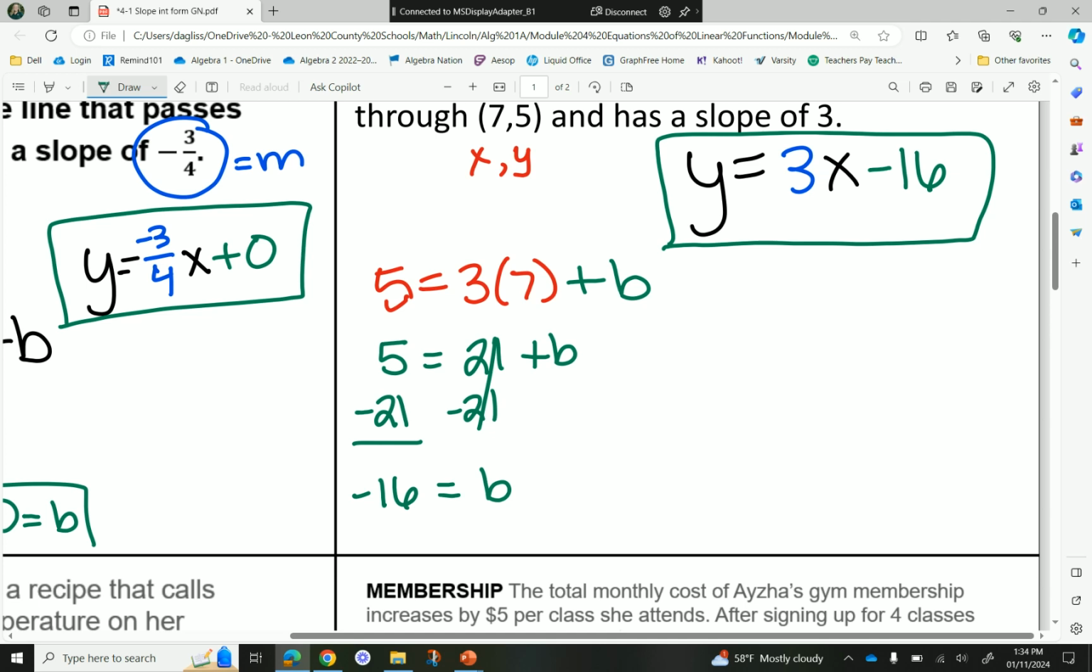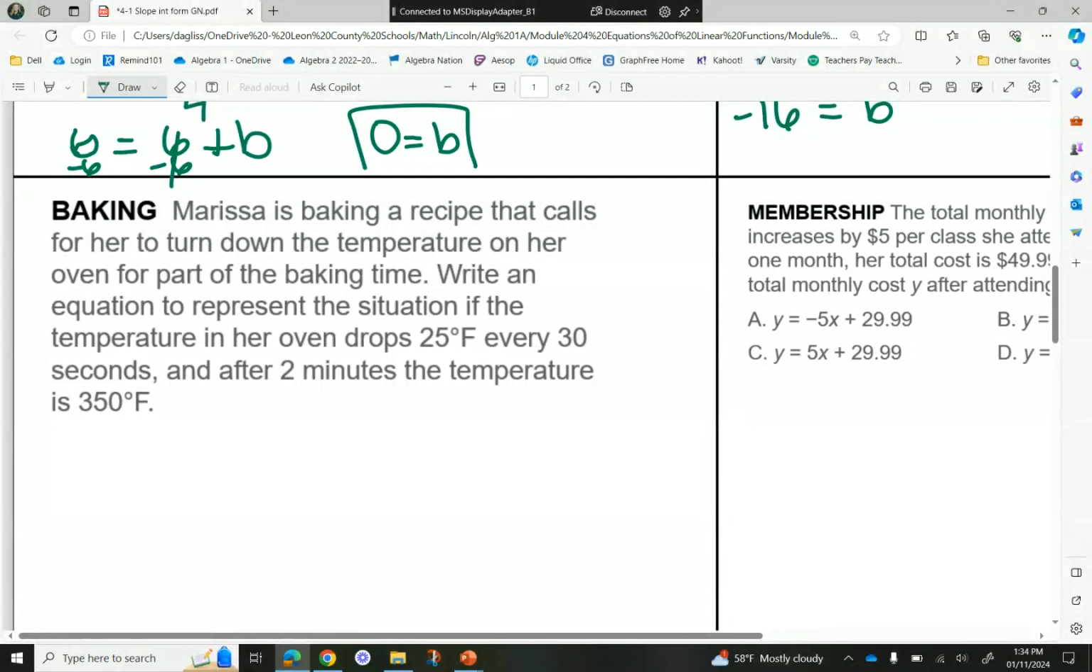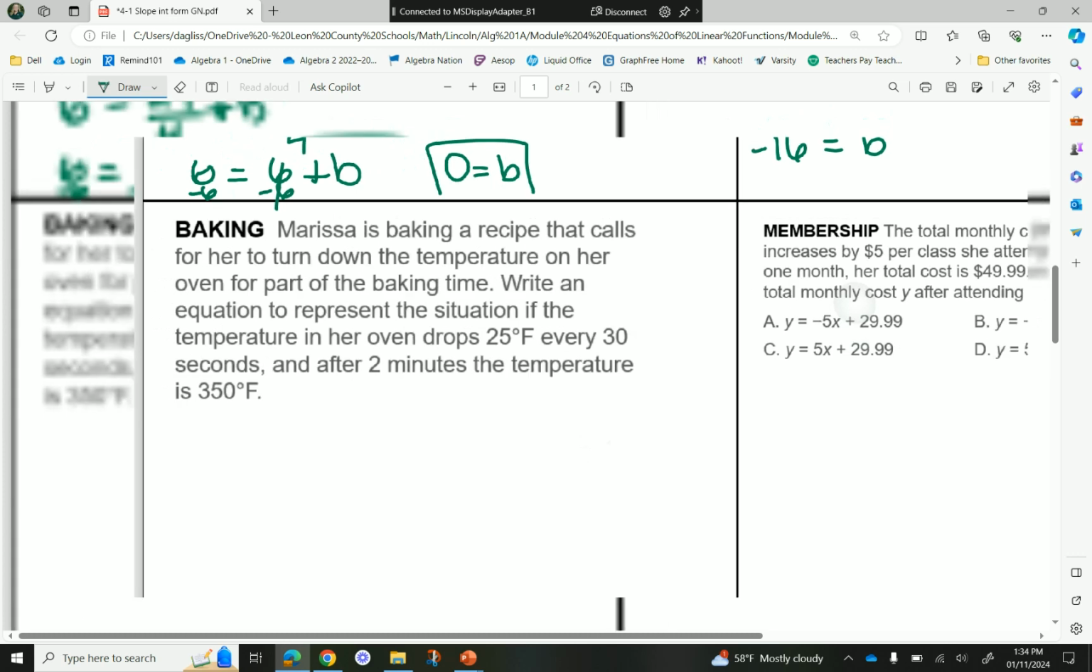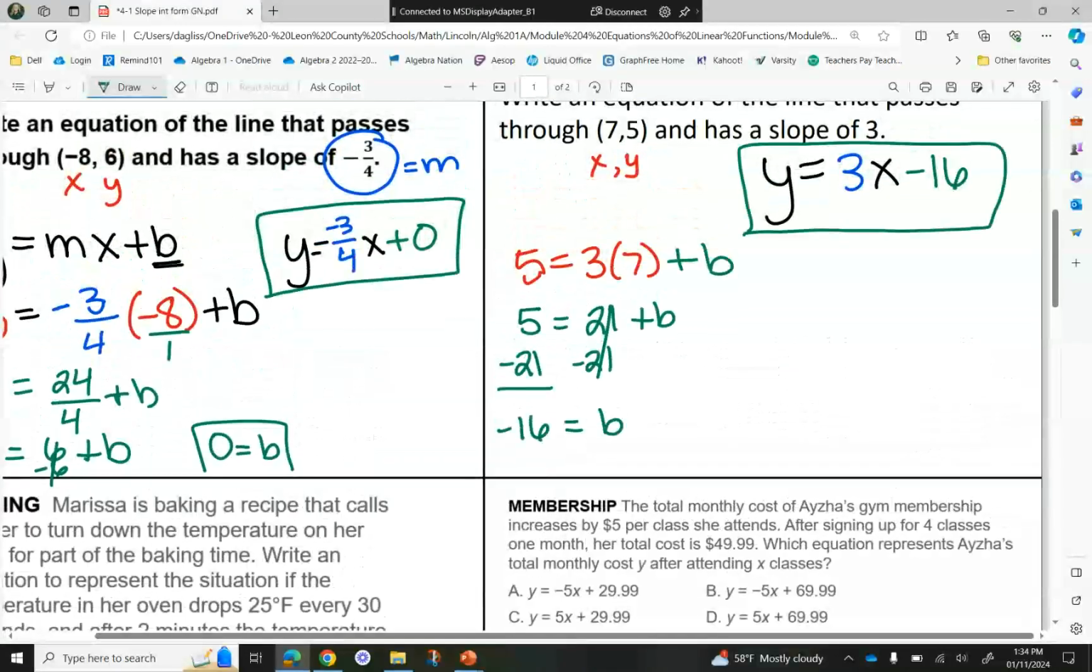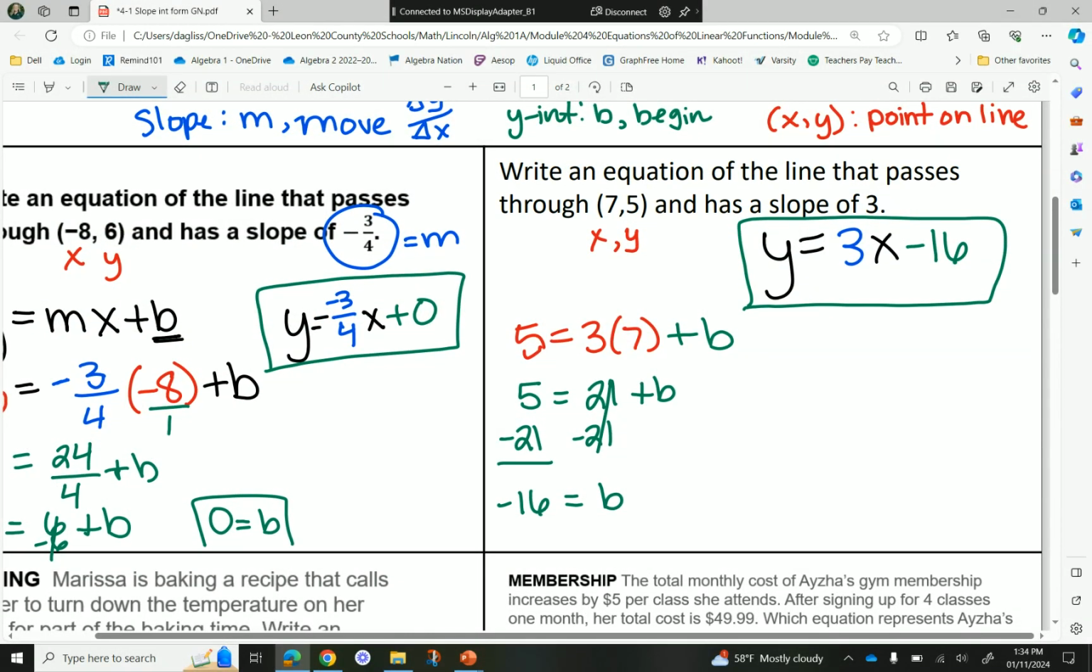All right. Not right now. Nope. Wait, I wasn't done. You're not done? All right, I'll give you a second. We're going to go on to baking.